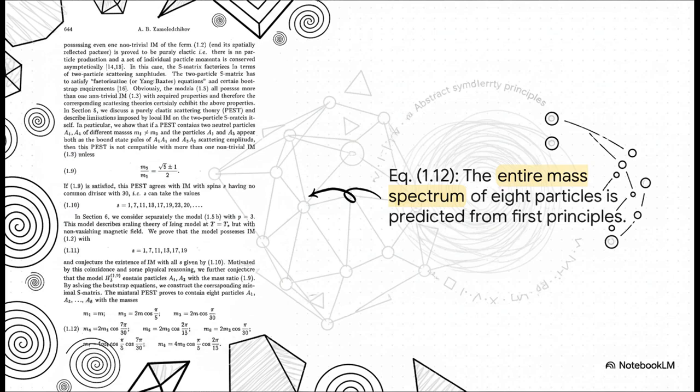But he doesn't stop there. It gets even better. The theory doesn't just give you one ratio. As you can see in equation 1.12, it predicts the entire mass spectrum of all 8 particles that emerge in the theory. And these aren't random numbers, they're all precisely fixed by the deep algebraic structure that survives the perturbation, a structure related to the exceptional Lie algebra E8, of all things. This is the ultimate proof. From abstract symmetry principles, you get a complete quantitative description of a real physical system.